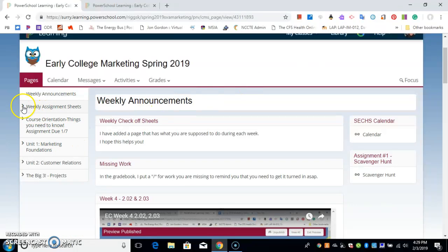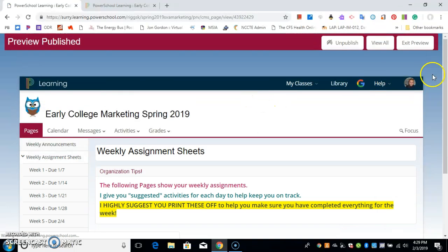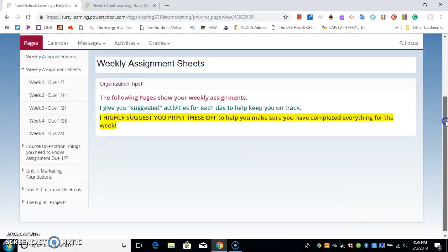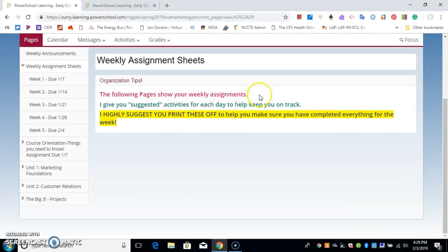So I have added a new tab. You will see the weekly assignment sheets. And when I open that tab, it tells you the following pages show you your weekly assignments week by week. I give you suggested activities for each day to help keep you on track. I highly suggest you print these off to make sure you've completed everything for this week. And you can go back and look through the weeks at what was due.